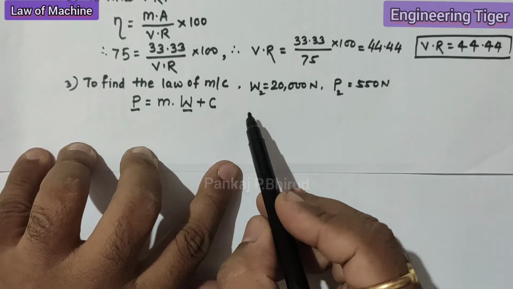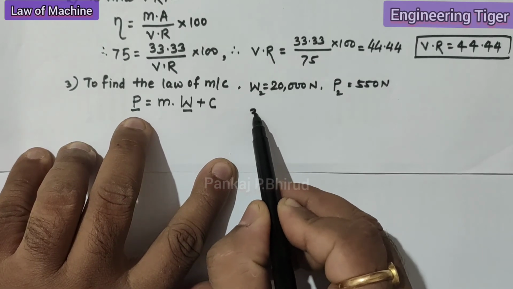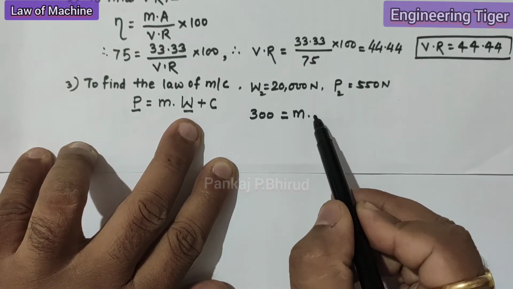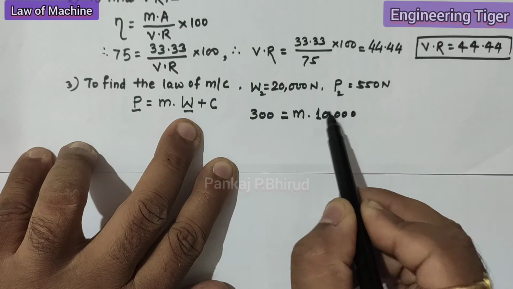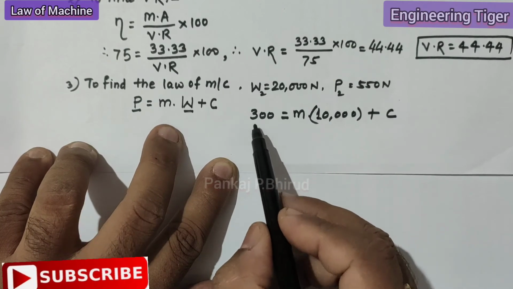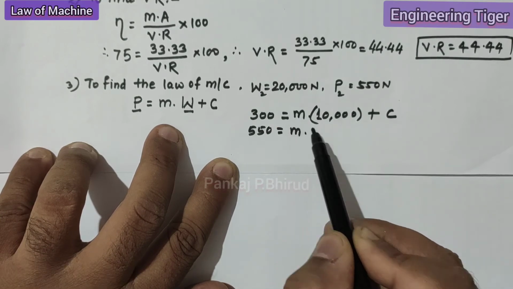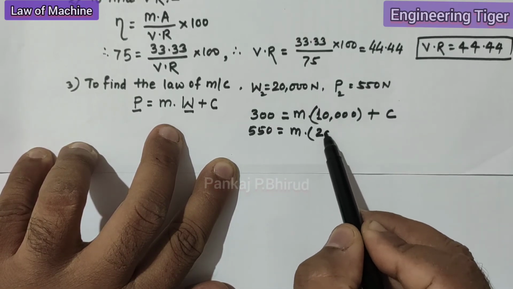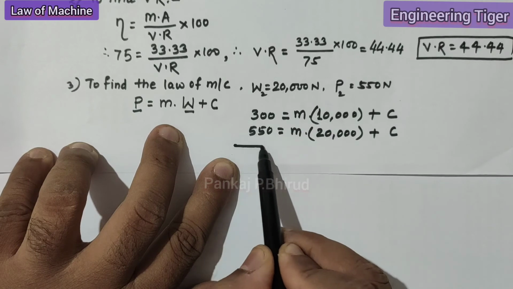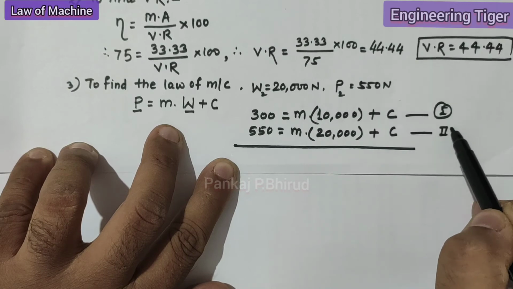So let us put the equations one by one. For the first case, P is 300 is equal to m is unknown, W is 10,000, plus C. Secondly, 550 is equal to m is unknown into 20,000 plus C. So this is our first equation, this is our second equation.